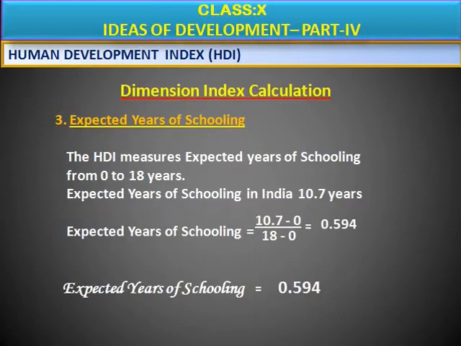Now third one, expected years of schooling. The HDI measures expected years of schooling from 0 to 18 years. Expected years of schooling in India is 10.7 years. Expected years of schooling is equal to India's expected years of schooling, 10.7, minus the minimum expected years of schooling according to HDI, 0, divided by the maximum of 18 years minus the minimum, 0. After calculation, expected years of schooling is 0.594.